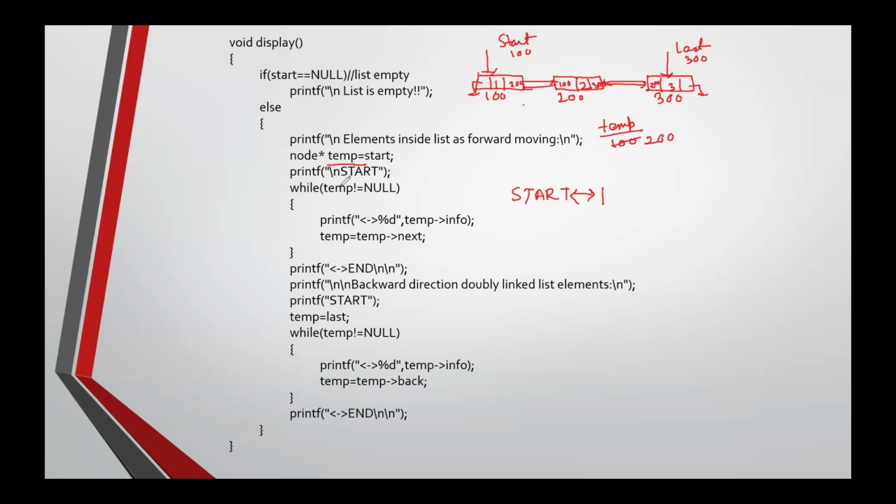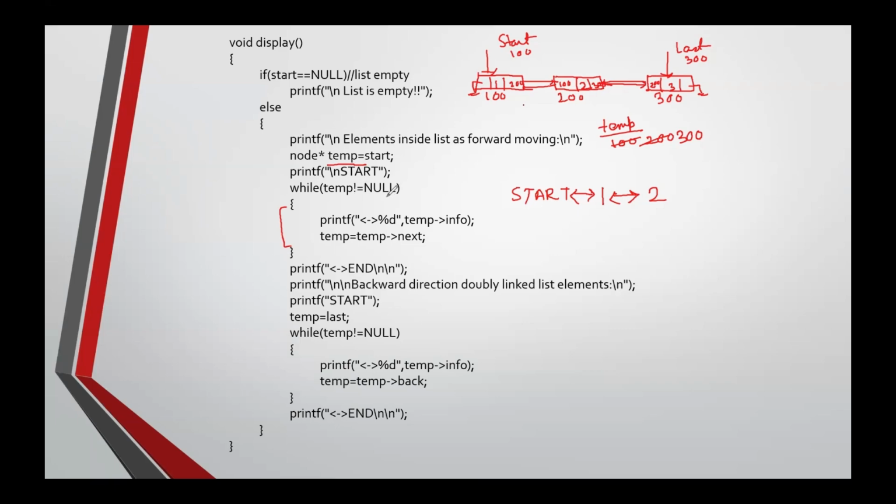Ending curly bracket, go to starting curly bracket. Temp is not equal to null. Yes, it is true. If it is true, the body of the loop is going to be executed. What is the body of the loop? This one. Then temp info. What is temp right now? 200. The information of 200 is 2. Then temp equal to temp next. 200 next is 300, so it will store 300.